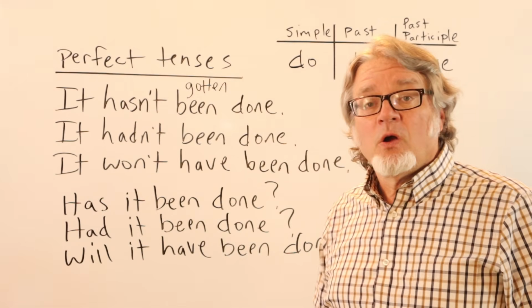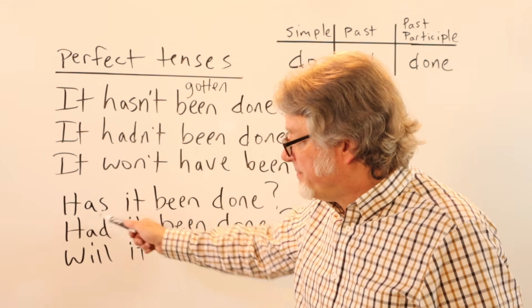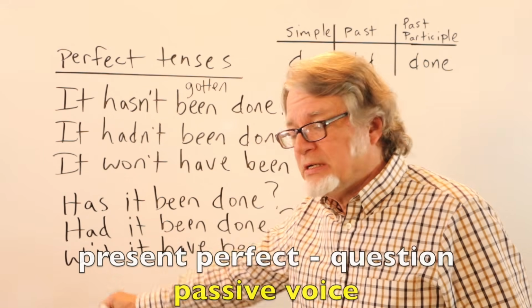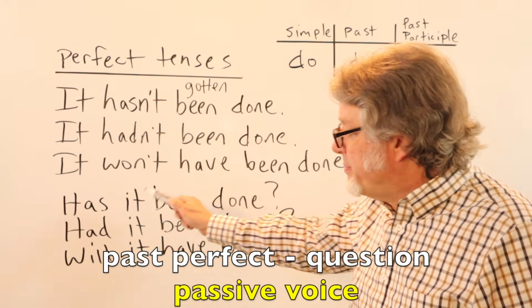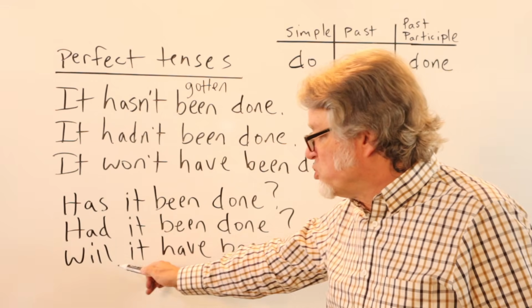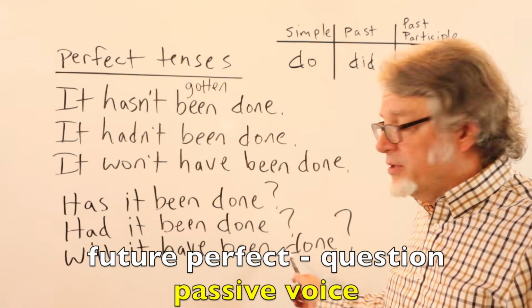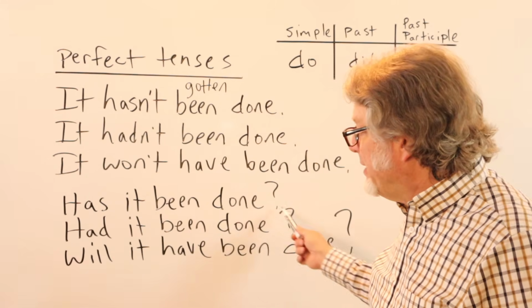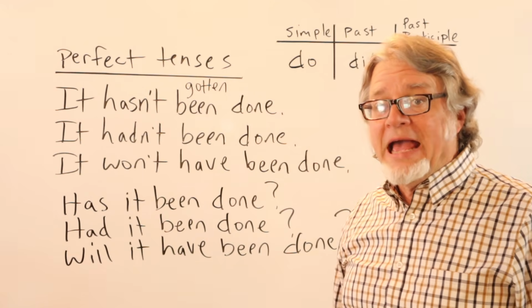And then for questions in the perfect tenses, use the verb have first, except here for the future. Has it been done? In the past perfect, had it been done? And for the future perfect, will it have been done? These are all passive voice, and they don't indicate the person who is responsible for the action.